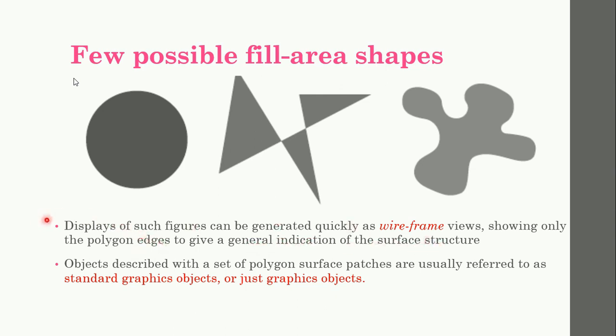In the previous diagram, you have seen a wireframe representation of a cylinder. These kinds of objects can be displayed very quickly as wireframe views. It is not filled with any color initially, it is only a wireframe structure. It shows only the polygon edges to give a general indication of the surface structure. Objects described with a set of polygon surface patches are usually referred to as standard graphics objects, or just graphics objects.